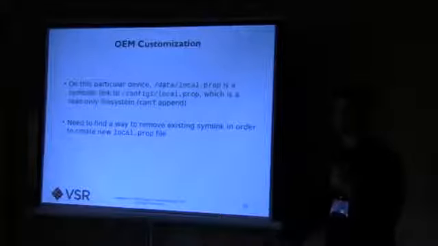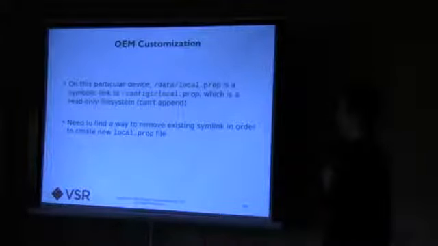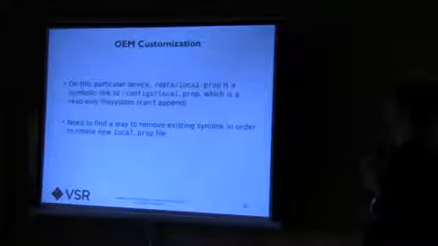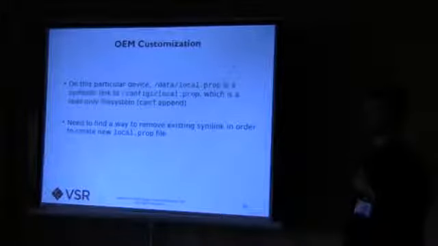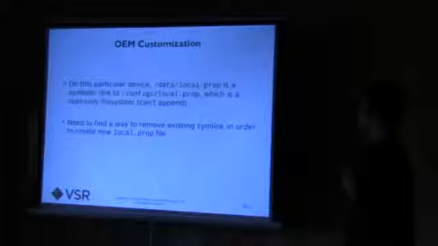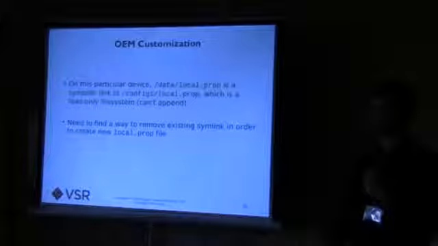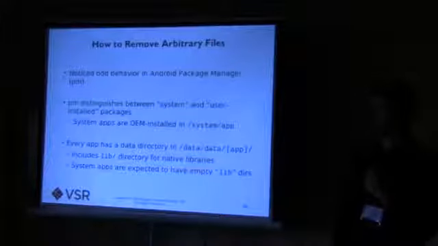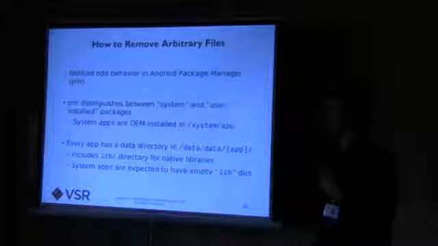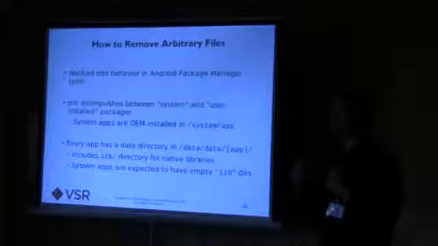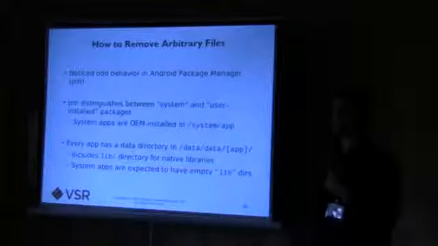But on this particular device, and this is the only device I've ever seen this on, they actually had instead of a file at local.prop, a symbolic link to a read-only configuration partition. So we couldn't append to that file because the file system was mounted read-only. So in order to make this work, I needed to find a way to remove an existing symbolic link and create a new file there. So I spent a few weeks thinking about how I could leverage this logging vulnerability to remove a file rather than just create one.